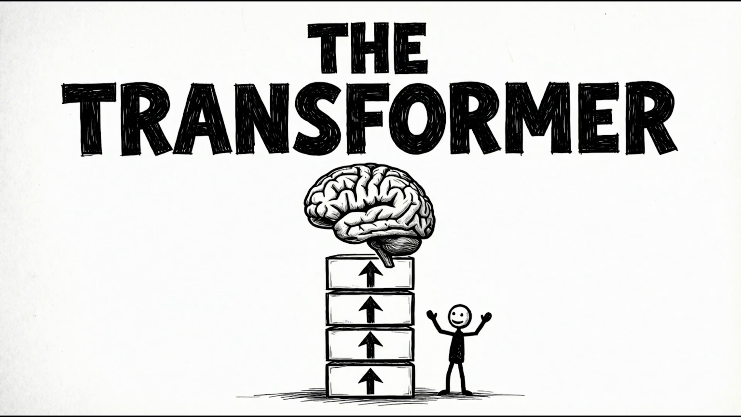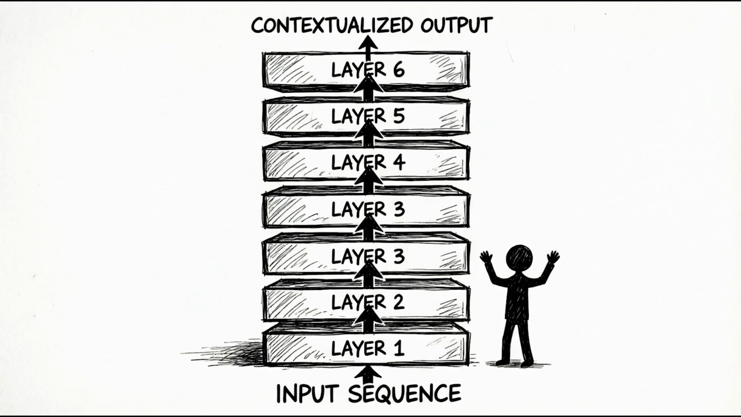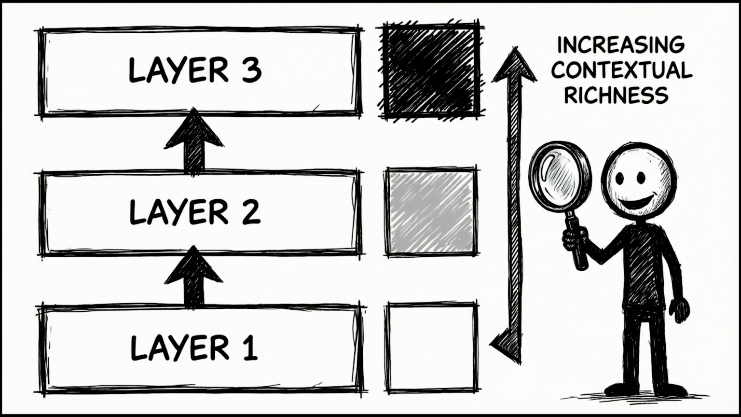Once positional information has been added, the sequence enters the transformer. This is the core architecture behind modern large language models and is where most of the computation takes place. The transformer consists of a stack of identical layers. Each layer receives the current representation of every token and computes a new representation by integrating relevant contextual information from the sequence. These updated representations are passed to the next layer where the same process is repeated. As information flows through the network, each token develops a progressively richer representation of both its own meaning and the context in which it appears.